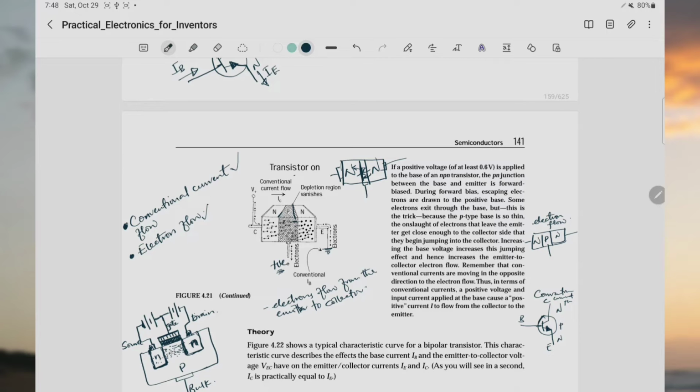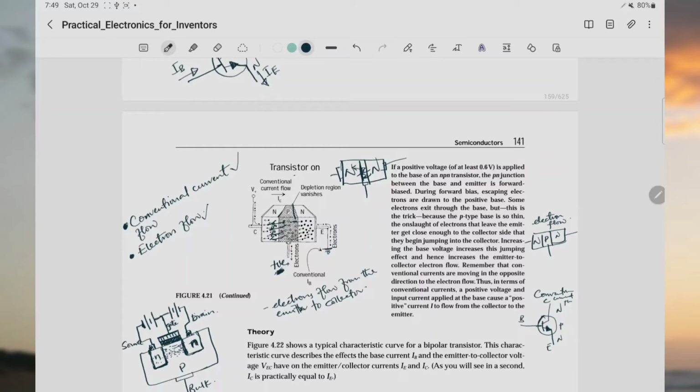So the rate at which they can easily jump to the collector depends on the magnitude of our base voltage. So the higher our base voltage, the easier it is for them to jump to the collector. So when we increase our base voltage here, the easier it is for these electrons to jump the other side. The explanation I've just given you guys is for the electron flow.